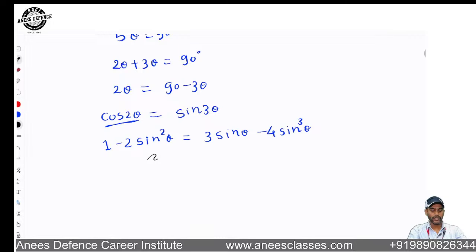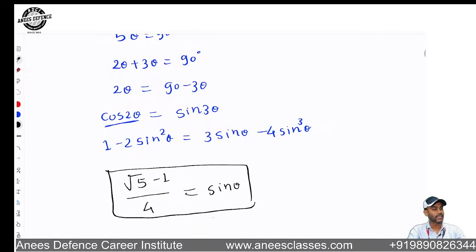And that value would be, tell me, root 5 minus 1 over 4. That is the value of sin theta you'll get, and theta here is 18. You have to solve it on your own. If you don't get it, just let me know in the next lecture. Okay, sin 18 is root 5 minus 1 over 4.